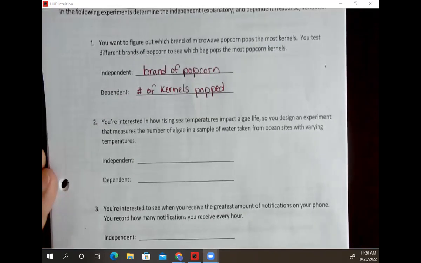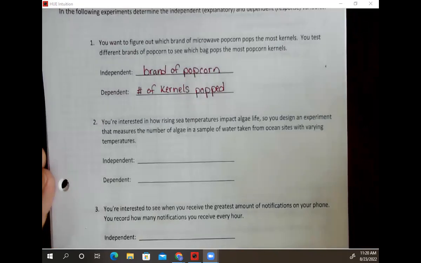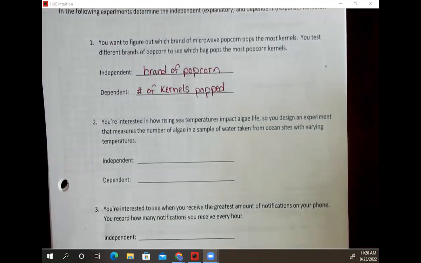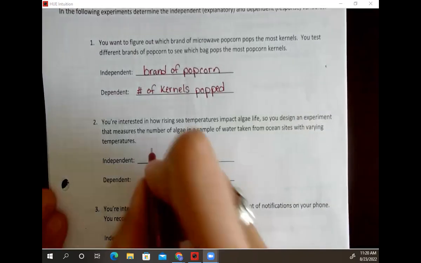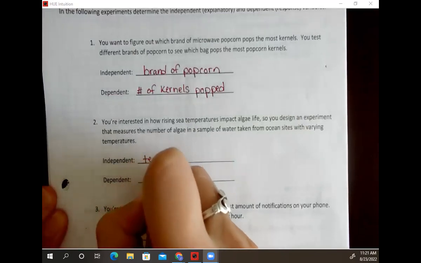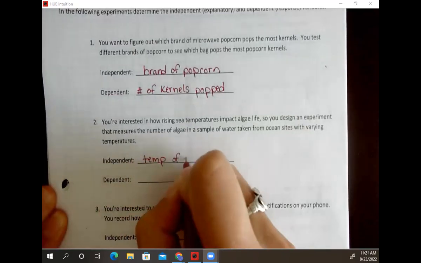Let's take a look at number 2 now. You're interested in how rising sea temperatures impact algae life. So you design an experiment that measures the number of algae in a sample of water taken from ocean sites with varying temperatures. Independent versus dependent variables. What's the thing that I'm controlling or I'm choosing? Yeah, I'm going around in my boat and sticking the thermometer in and seeing what temperature the water is and then taking a sample or not, right? The temperature of the water is the thing that I am being selective about, the thing that I am choosing.